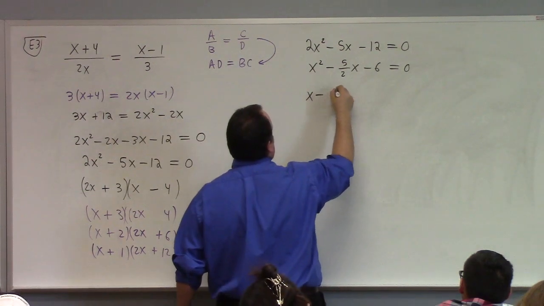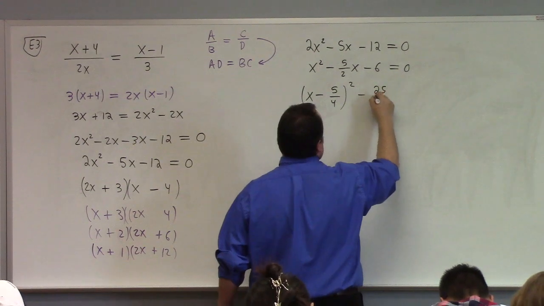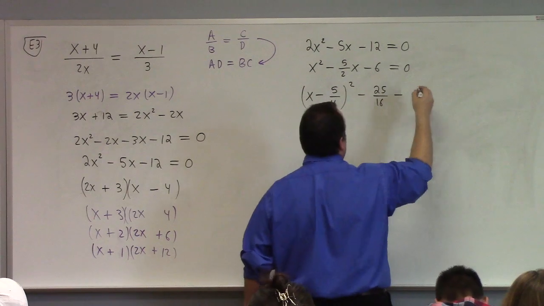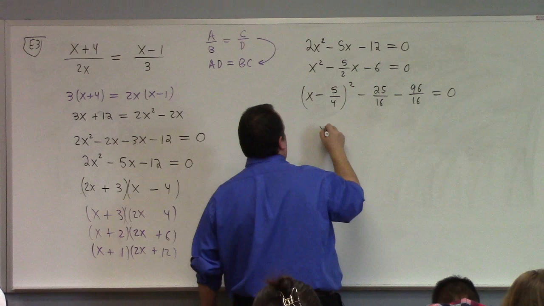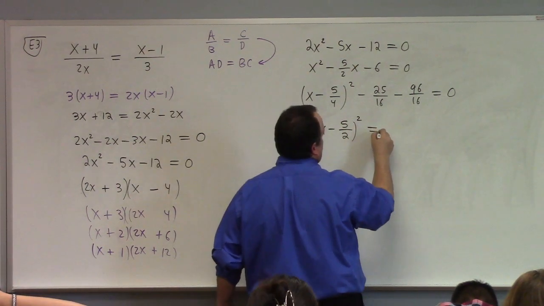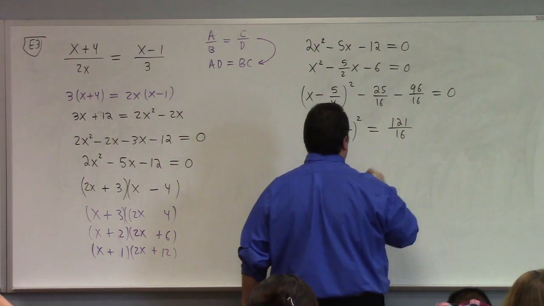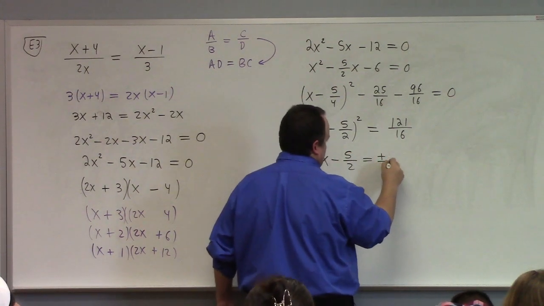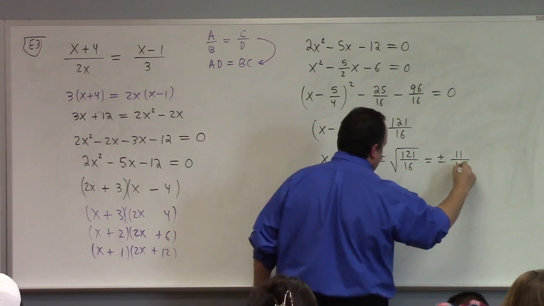And then I would do x minus 5/4 squared minus 25 over 16. Now 6 is 6 times 16, which is 96 over 16. Of course, you might need a calculator. 121 over 16. And so x minus 5 over 2 is plus or minus the square root of 121 over 16, also known as plus or minus 11 over 4.